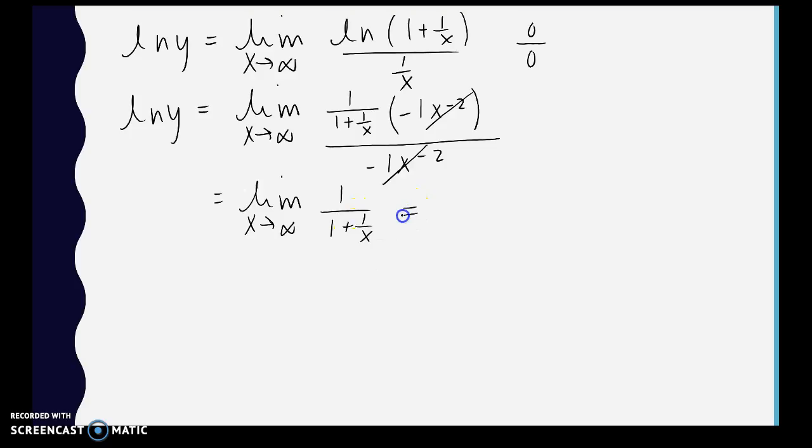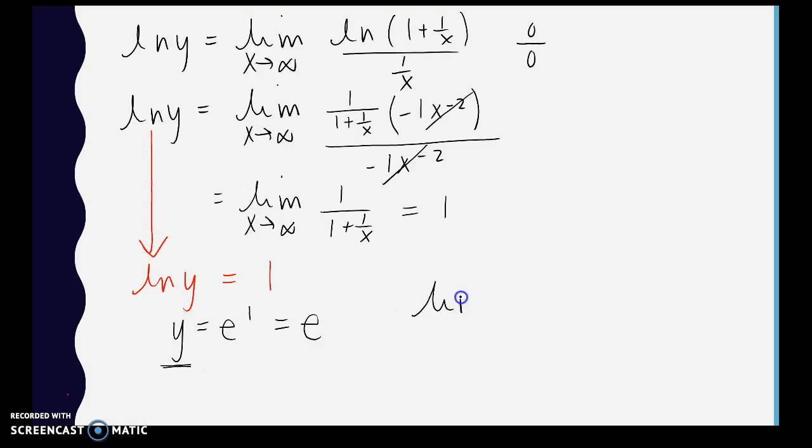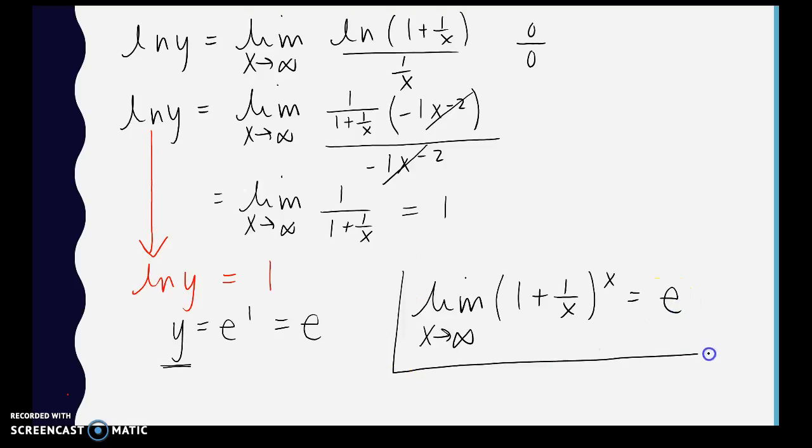This limit approaches 0, so I get the limit to be 1, but don't forget, we said y equals the limit. So right now we have the natural log of y is equal to 1. So to solve that for y, we know y would be e to the first power. So what does this represent? This represents the limit as x approaches infinity of 1 plus 1 over x to the x power equals e. No additional homework for tonight.